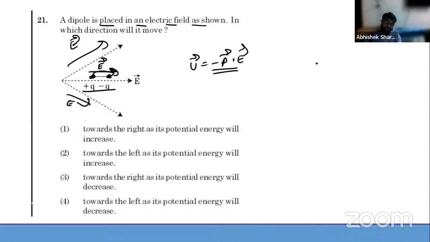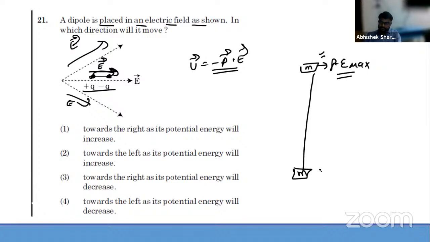We can compare this with a mechanics analogy. Suppose you drop a block from a height like this to the bottom floor. Here the potential energy is max. Here the potential energy is 0. So if you go from higher potential energy to lower potential energy, speed increases. Similarly, when you go from high electric potential to lower potential, what's going to happen? We also know one formula, that electric potential is proportional to 1 by R. So when R increases, electric potential decreases.